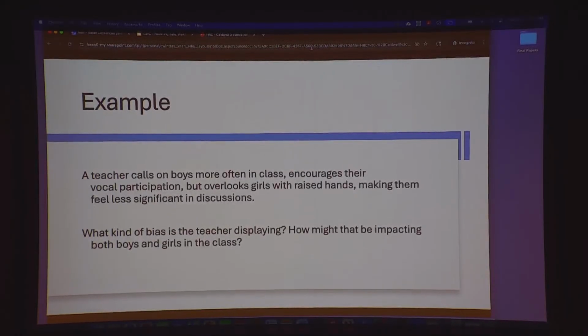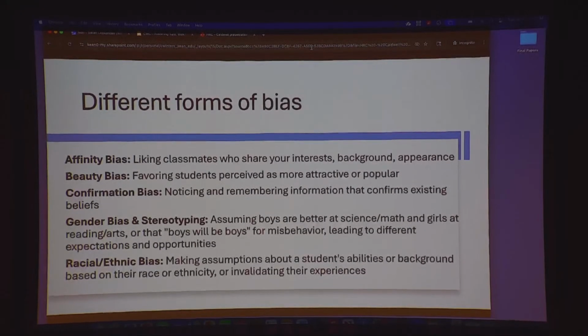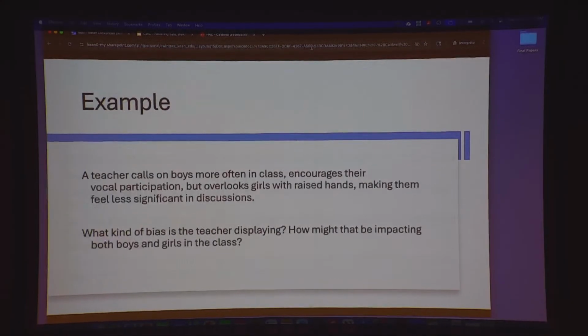Told you were going to be learners tonight. Which bias do we have here? Yeah, go back. Yep, exactly. Gender bias, okay. Could it be a different form of bias? Could be confirmation bias, okay. Affinity bias, yes, okay. So let's go back.